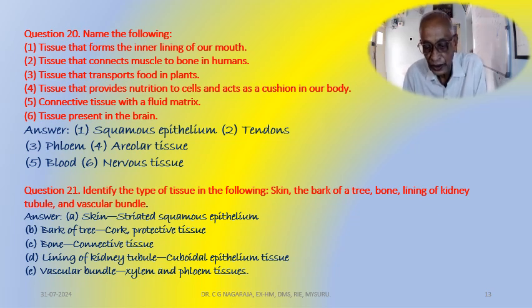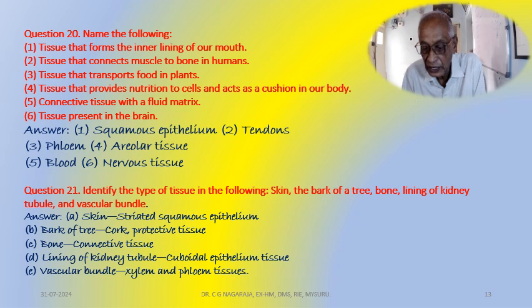Question number 21. Identify the type of tissue in the following: skin, the bark of a tree, bone, lining of kidney tube and vascular bundle. There are 5 areas here. Let's say first one, what is the tissue present in the skin? It is called striated squamous epithelium.